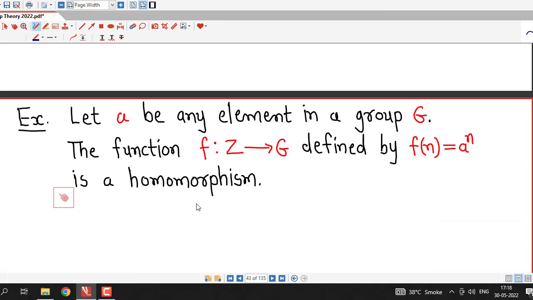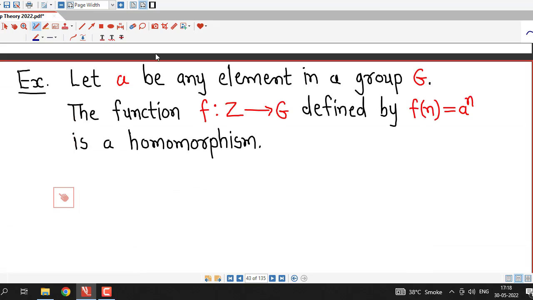We consider another example. Let small a be any element in a group G, that is, G is a group. The function f from Z to G, where Z is the set of integers, defined by f of n equals a raised to n, is a homomorphism.